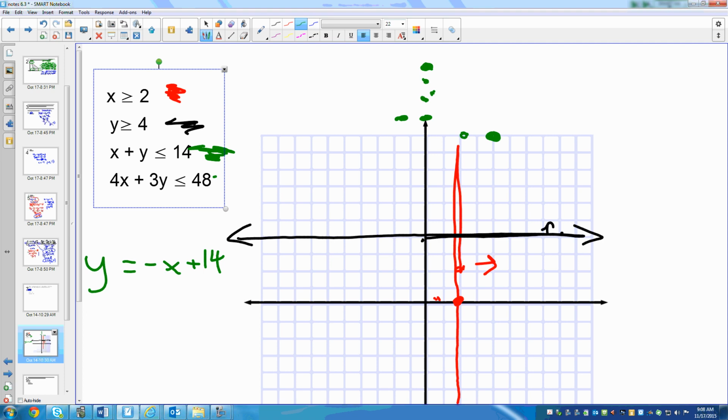We've got to draw that line in. If I say over, it means forward. If I say back, it means the opposite way. And it's still a solid line because of the fact that it's equal to. Which way do I color? Well, I should put 0, 0 in. 0 plus 0 is less than 14. I agree. So I'm going to color downwards. So right now I have this triangle, especially if I extend this line. I have that triangle there.